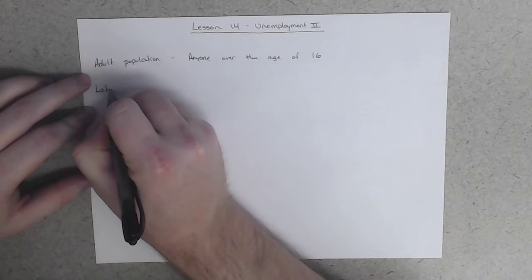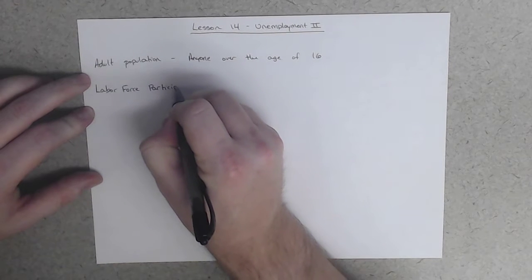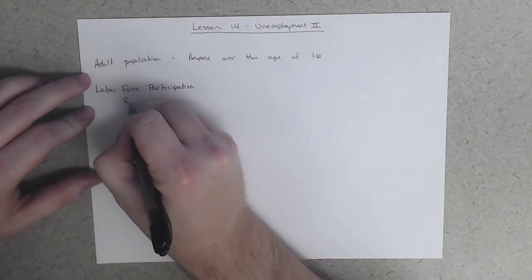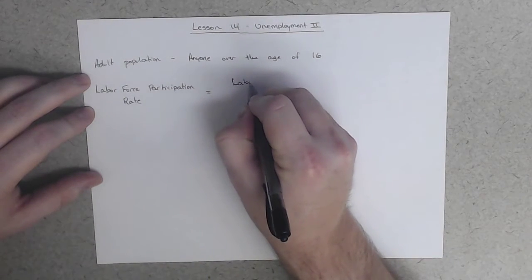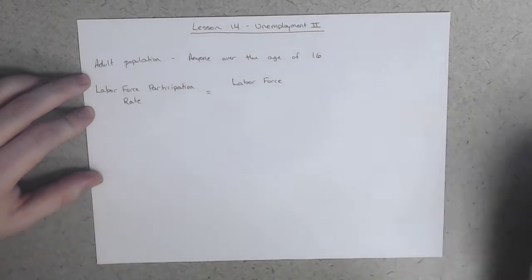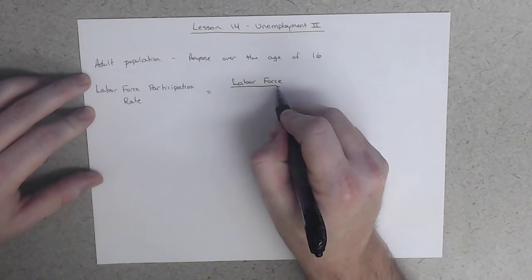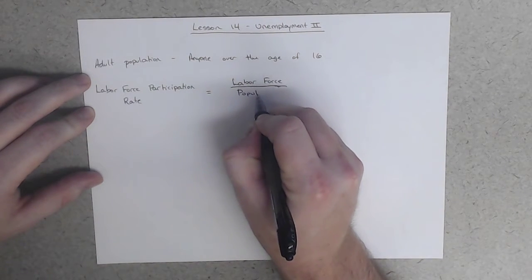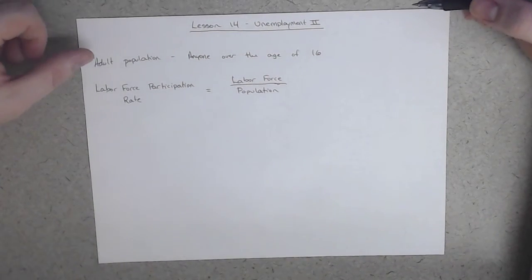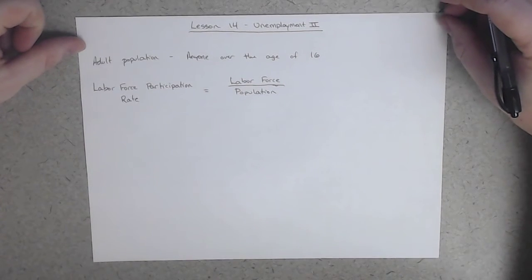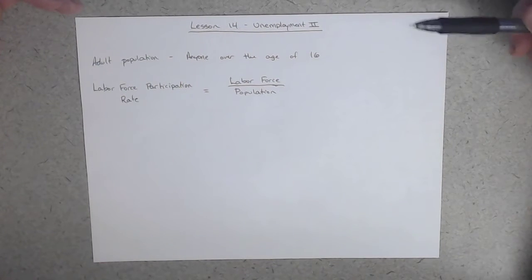So the labor force participation rate is equal to the labor force, right, which again is the number of unemployed plus the number of employed people divided by the population. Okay, and what this tells us is the percentage of adults who are considered in the labor force in one way or another. Okay, so the higher this rate, the greater the participation is.